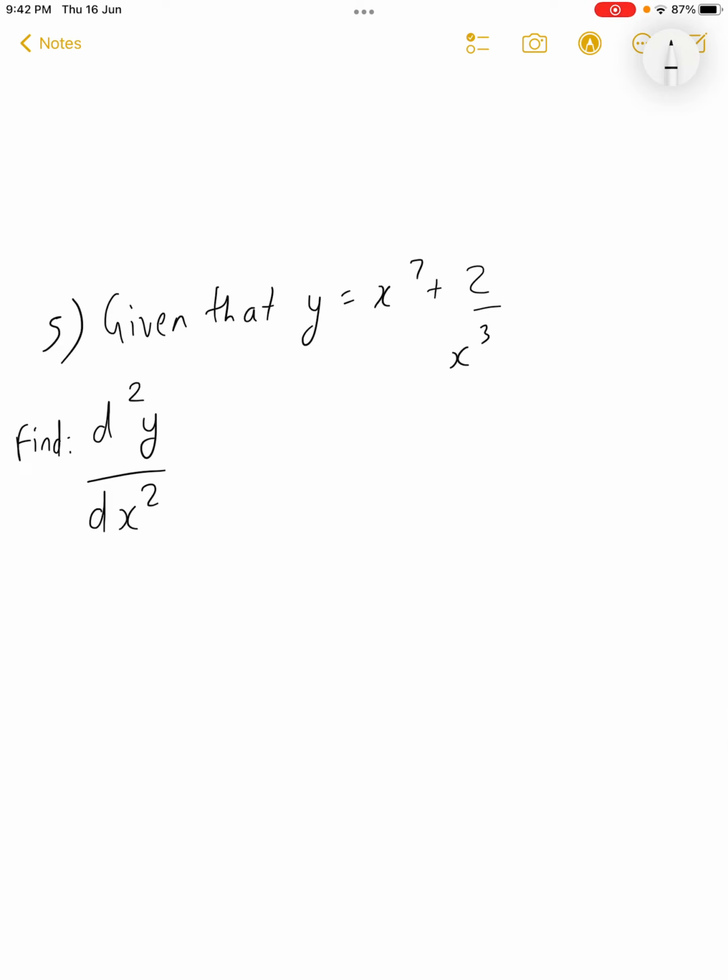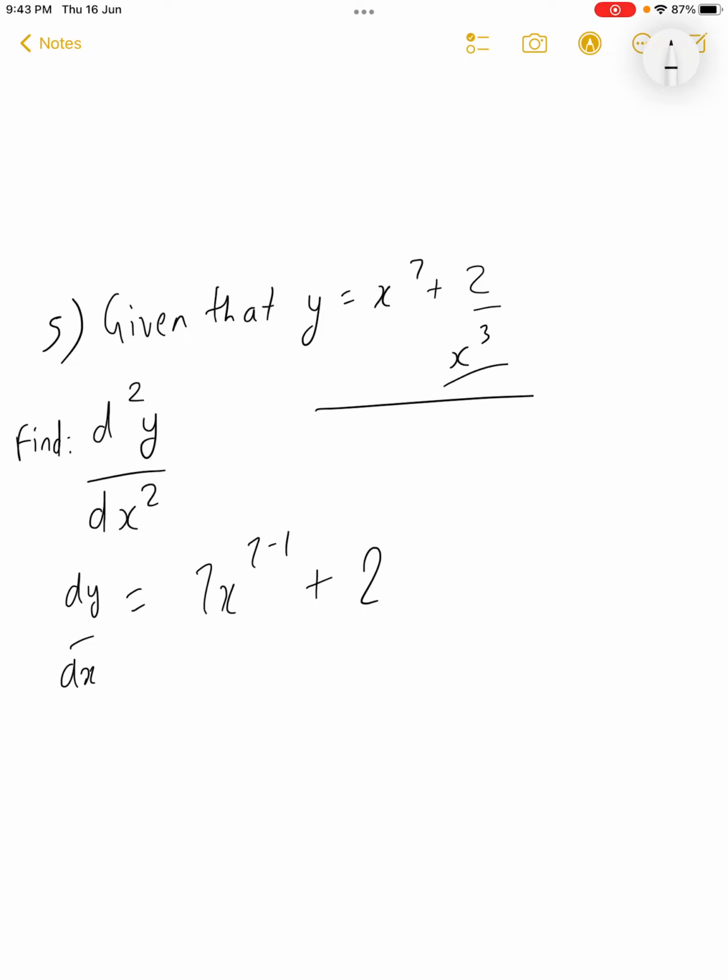Okay, wow, this is one with fractions. Let's see if we can solve this. Now find d squared y over dx squared. Okay, what is this? Why is this a different form of dy over dx? Now, what you're going to do here is find the derivative of this. So let's just go with the normal dy/dx, 7x to the power of 7 minus 1, plus 2.